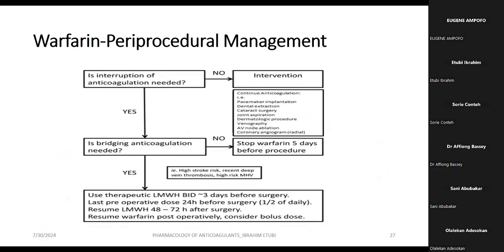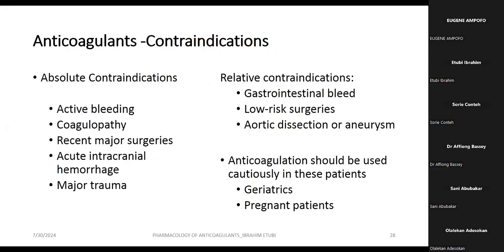While in terms of warfarin for peri-procedural management, you ask, is interruption of anticoagulation needed? This has to be answered, and it will either be yes or no. If there is no need for interruption, you continue anticoagulants, for example in those that already have pacemakers, dental extraction, and so on. But if there is a need for interruption, the next question is whether there is a need for bridging anticoagulation. If there is, you might want to use low molecular weight heparin. If there is no need for bridging, then you stop warfarin about 5 days before the procedure.